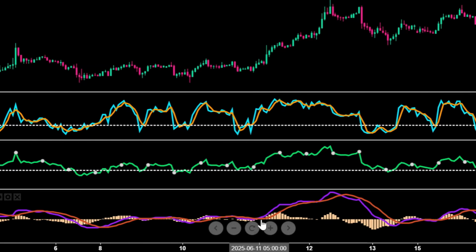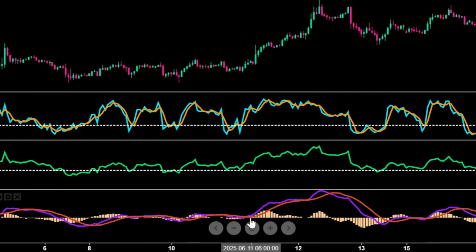Now we check MACD. The MACD line has just crossed above the signal line and the histogram is starting to rise. Perfect, momentum is with us. Now we enter the buy trade.